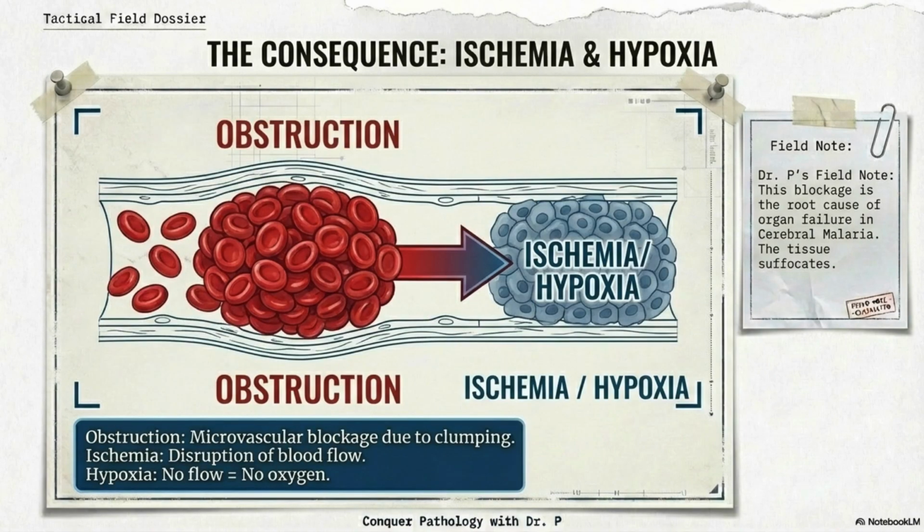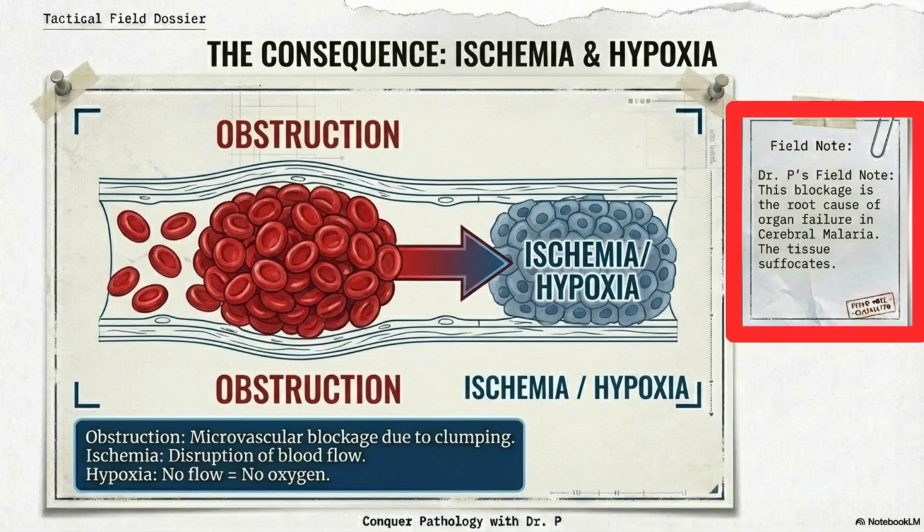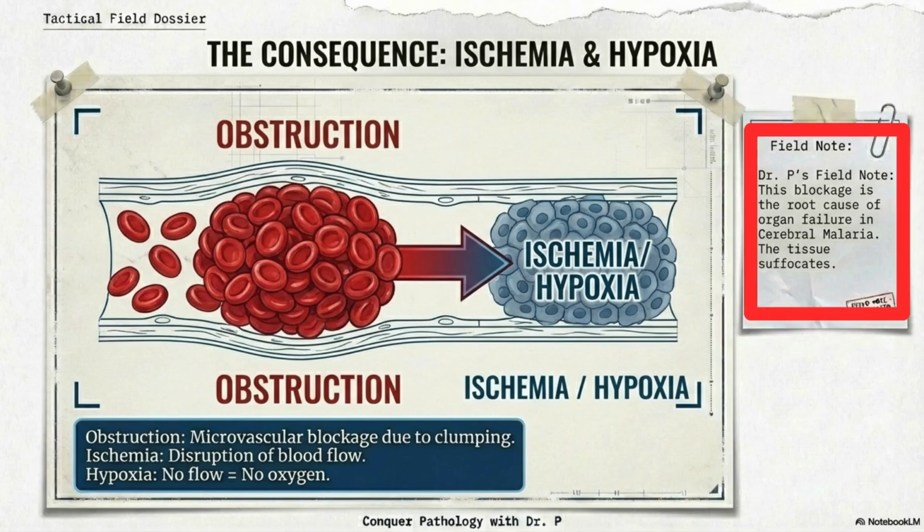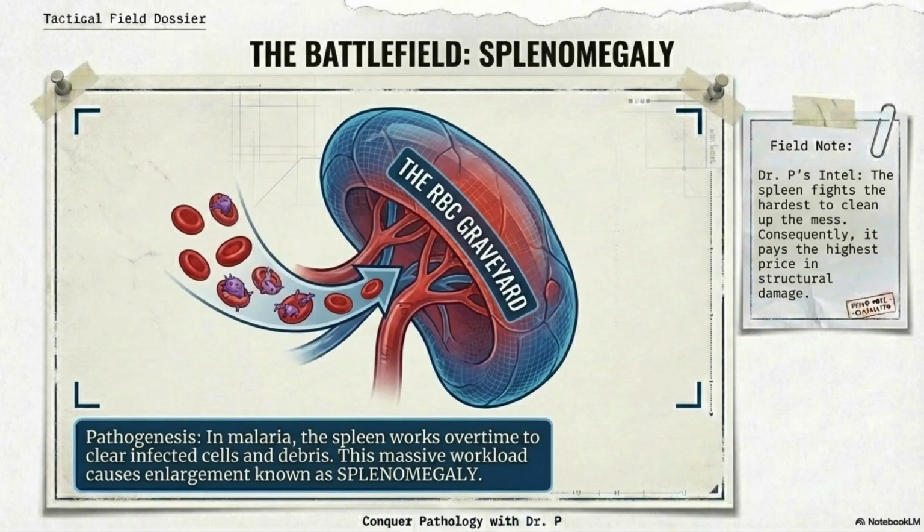The consequence of this traffic jam? Obstruction. Microvascular blockage due to clumping. Ischemia, disruption of blood flow, and hypoxia, no flow means no oxygen. This blockage is the root cause of organ failure, especially in cerebral malaria. The tissue simply suffocates. So where does the debris go? To the battlefield, the spleen.